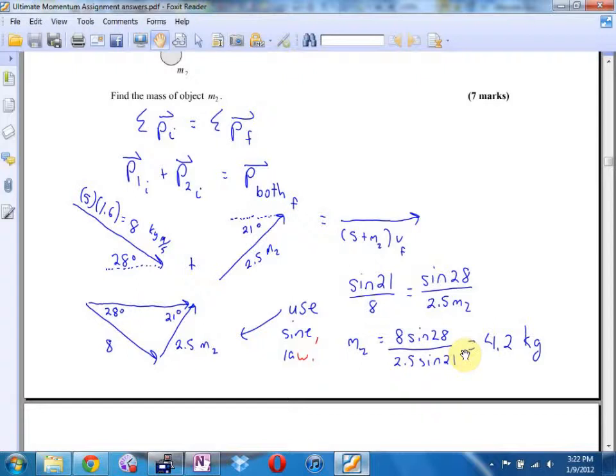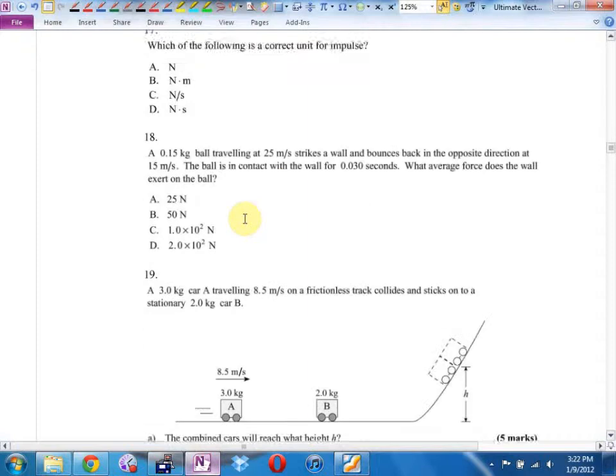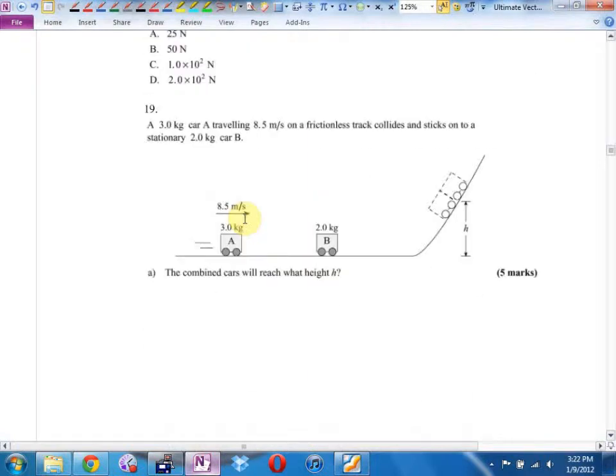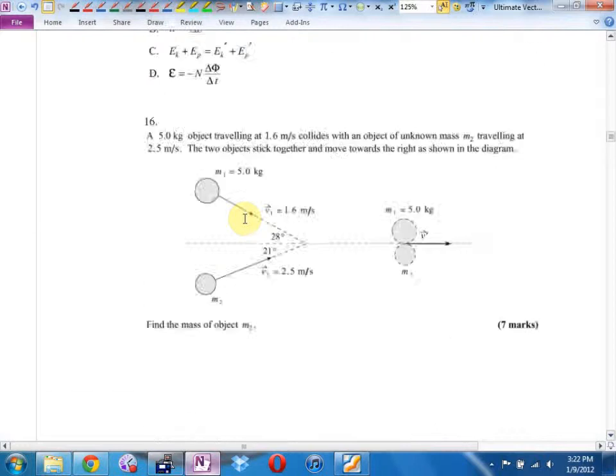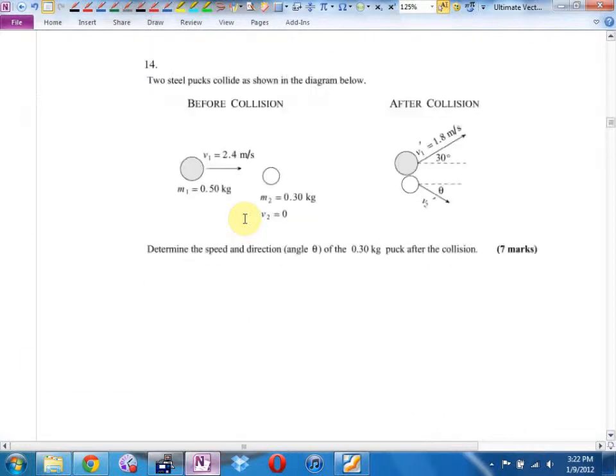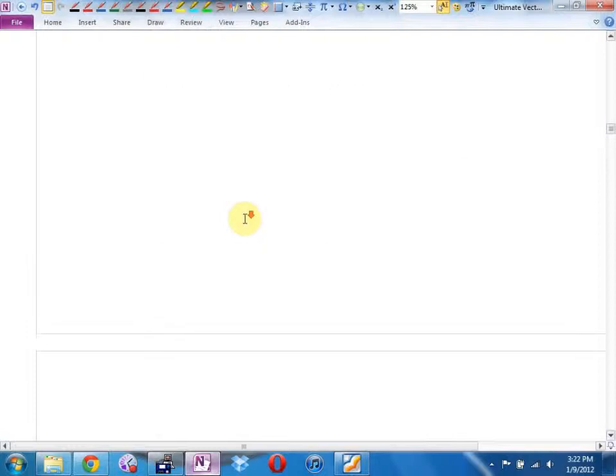I like number 19. So hopefully you've clued in, I like the angle ones, like number 14. I like something like number 19, where there is a collision and energy, a change in height.